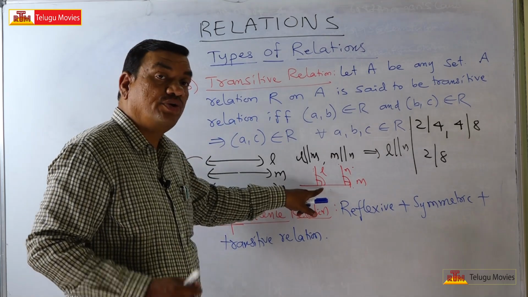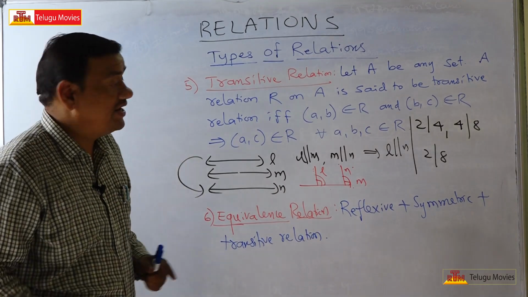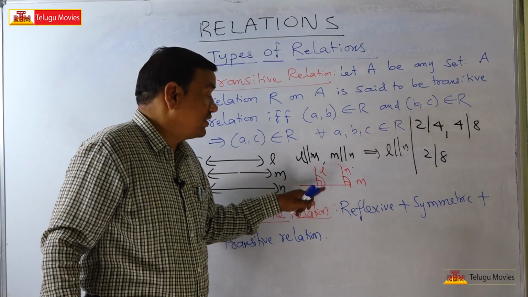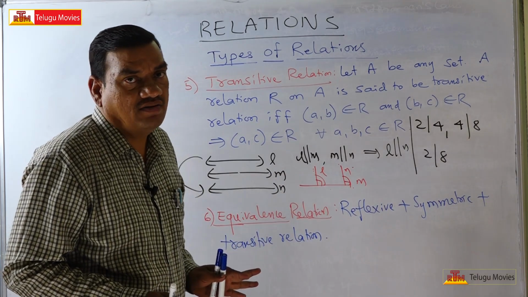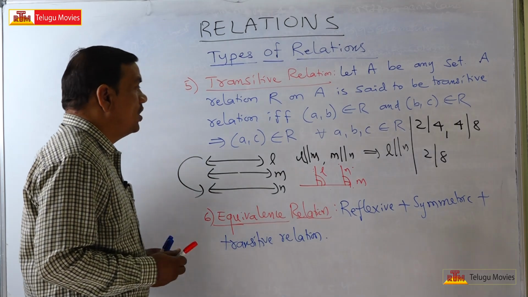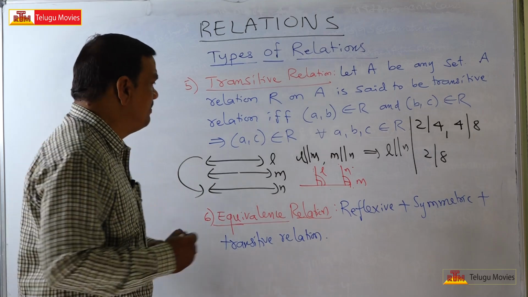L is perpendicular to M and M is perpendicular to L. But it is not an anti-symmetric relation. Why? L is perpendicular to M, M is perpendicular to L, but L cannot be equal to M. Understand? Okay, right.